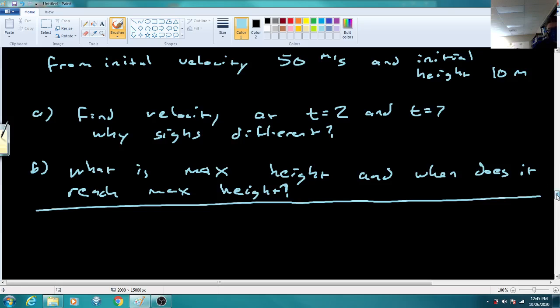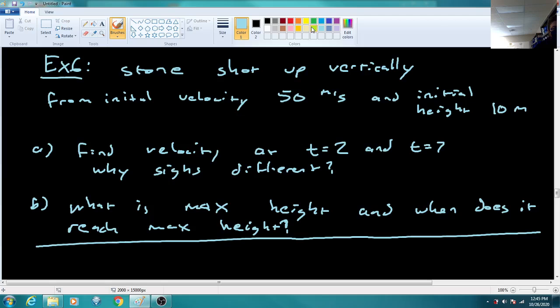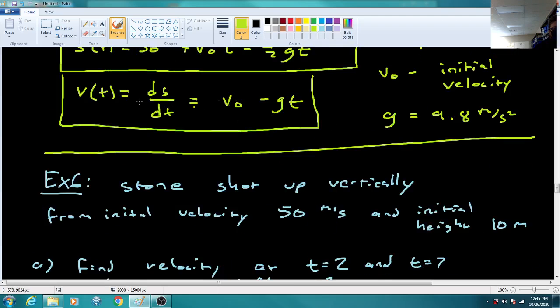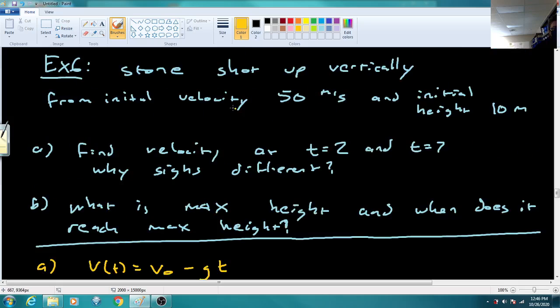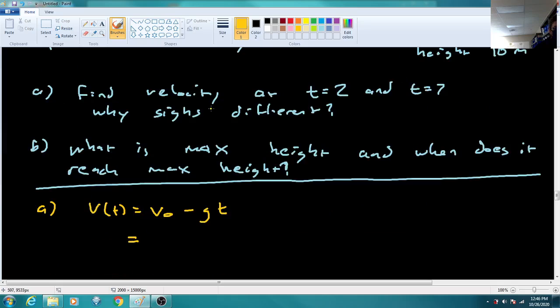Okay, so we want to find the velocity at these points, so we're going to use the velocity equation. So for part A, the velocity equation is v of t equals v naught minus gt. Initial velocity is 50 and g is 9.8, so we get 50 minus 9.8 times t. That is what we want there.